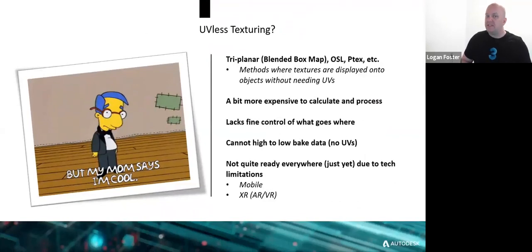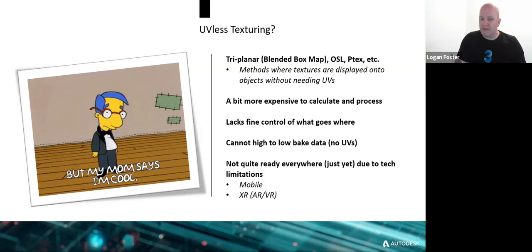And I would be remiss if I'm not going to talk a little bit about this idea of UV-less texturing. We're starting to see UV-less texturing, which is basically textures built on shaders and shader graph and shader information. So we see triplanar bitmap projections becoming really popular. In Max, we call this the blended box map. OSL has a lot of fantastic methods for doing UV-less texture application on your models. There's PTEX, there's a lot of other tools out there, and these are becoming more and more popular.